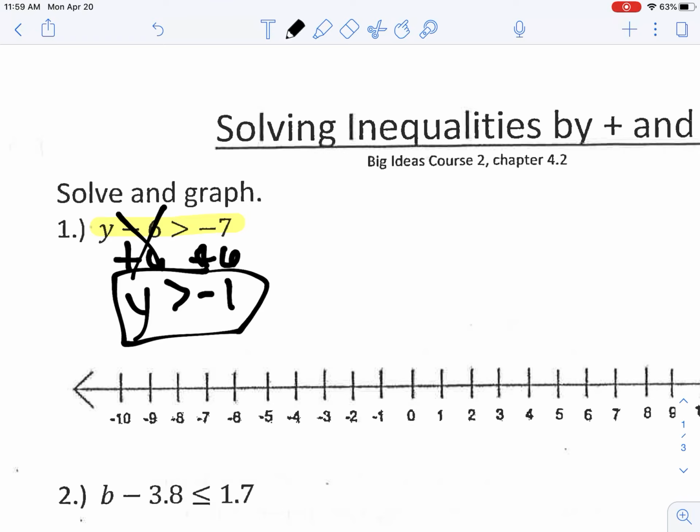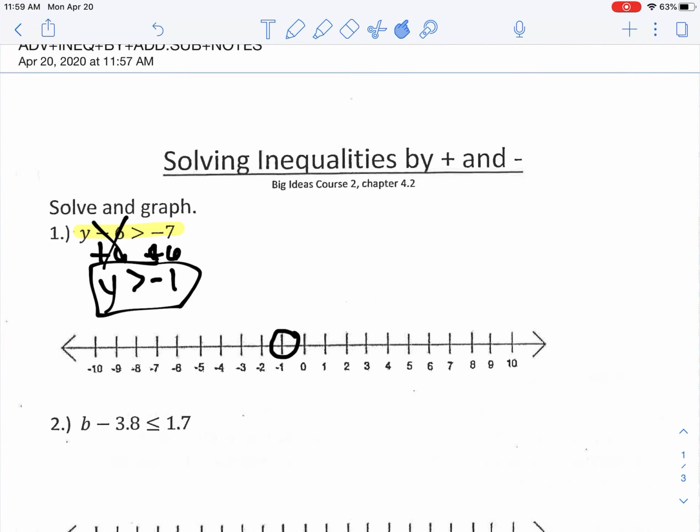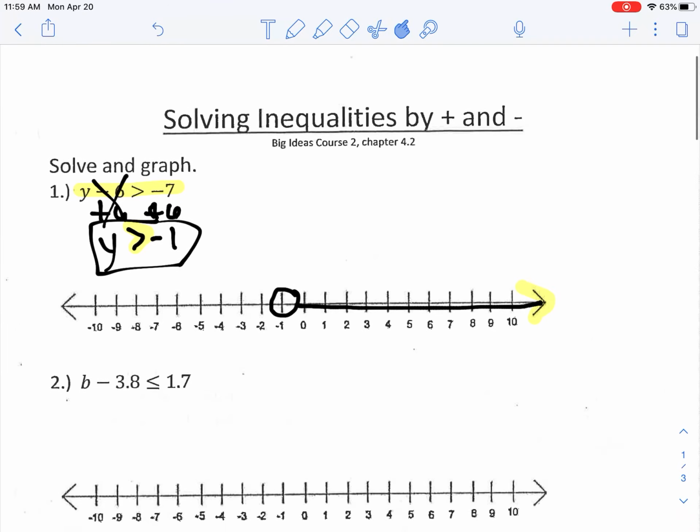All right, so now we're going to graph it. So we're going to put a circle at negative 1. We are going to look at the arrows. So the arrow for greater than is pointing to the right. So we're going to darken our line going to the right. And notice this is only greater than, not greater than or equal to. So that's going to stay an open circle on our graph.